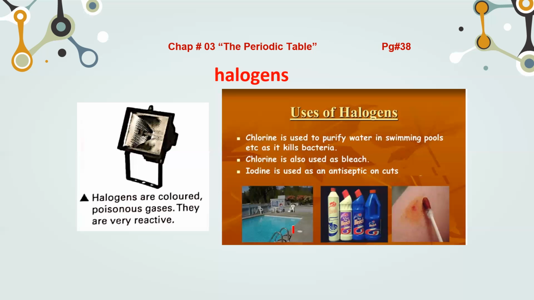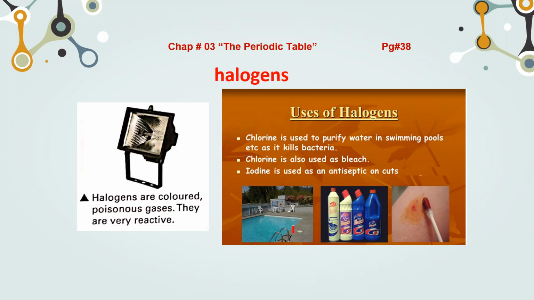Now, come towards the uses of the halogens. So chlorine is used to purify water in swimming pools, etc., as it kills the bacteria. Okay, you have to add chlorine in water tanks. You have to add chlorine in aquariums. You have to add chlorine in swimming pools.